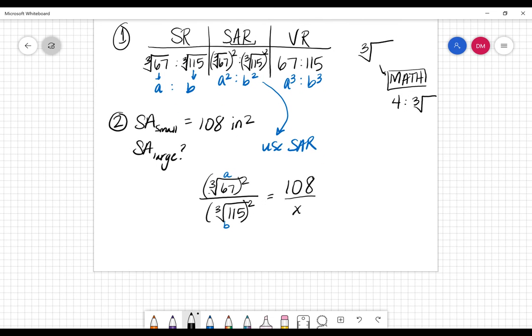So I'm going to do my cross multiplying here. Because I have this stored as a squared, I'm going to call that x times a squared, so I don't have to rewrite the cubed root of 67 here. And then on the other side of this multiplication, I have 108 times what I have stored here for b squared. So to solve for x, I'm going to divide out a squared from both sides.